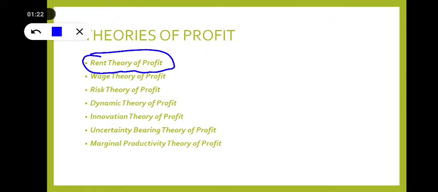Rent theory of profit. This theory was propounded by the American economist Walker. It is based on the ideas of Senior and J.S. Mill. According to Mill, the extra gains which any producer obtains through the superior talents for business or superior business arrangements are very much of a kind similar to rent.